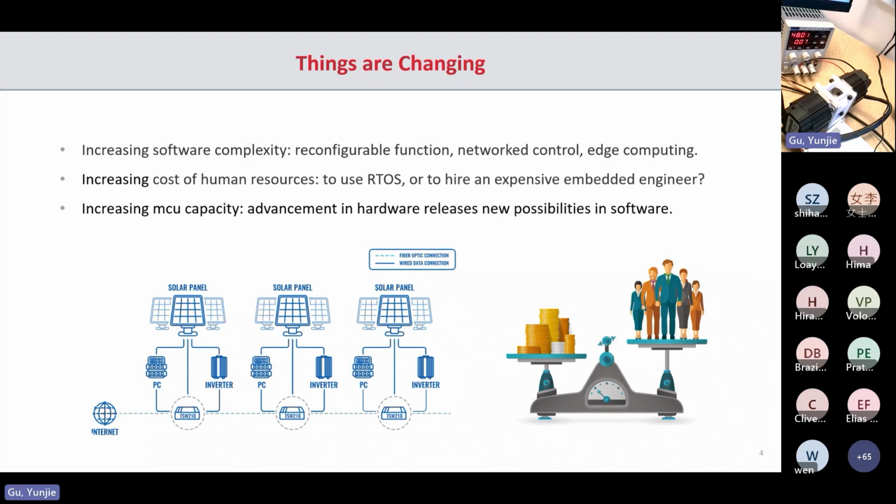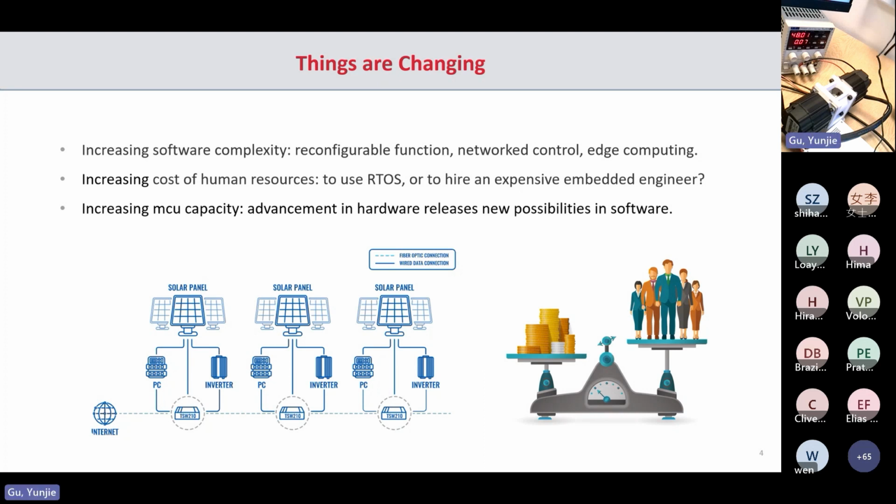In order to run bare metal code on these devices, we have to keep an expensive team of embedded engineers who just maintain this code, and people have to calculate which one is cheaper: to use easier software development tools, which need a little more investment in the hardware but in return let you reduce the number of embedded engineers. That's another reason. And the third reason is the increasing capacity of MCUs.